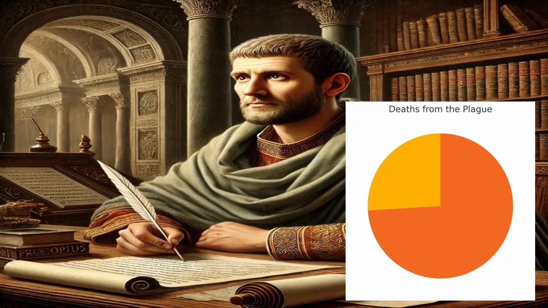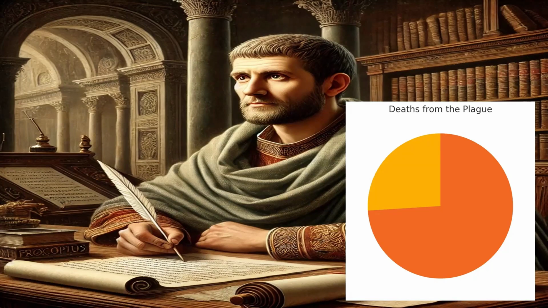Procopius and other chroniclers noted the staggering death toll in Constantinople. At its peak, the city reportedly witnessed the deaths of 5,000 to 10,000 people per day. Mass graves were dug and corpses were dumped into the sea or left to decay in the streets due to the sheer number of fatalities overwhelming burial capacities.